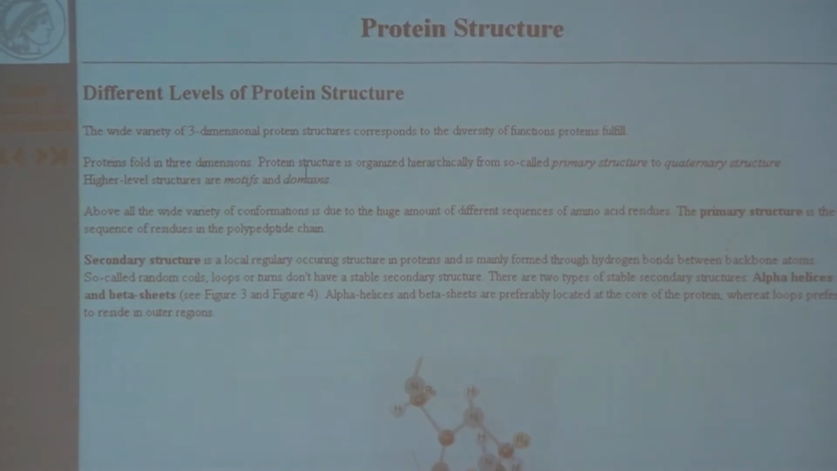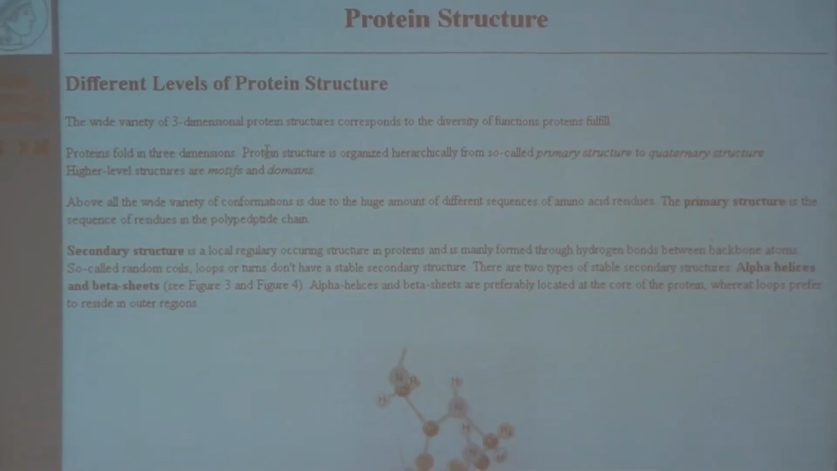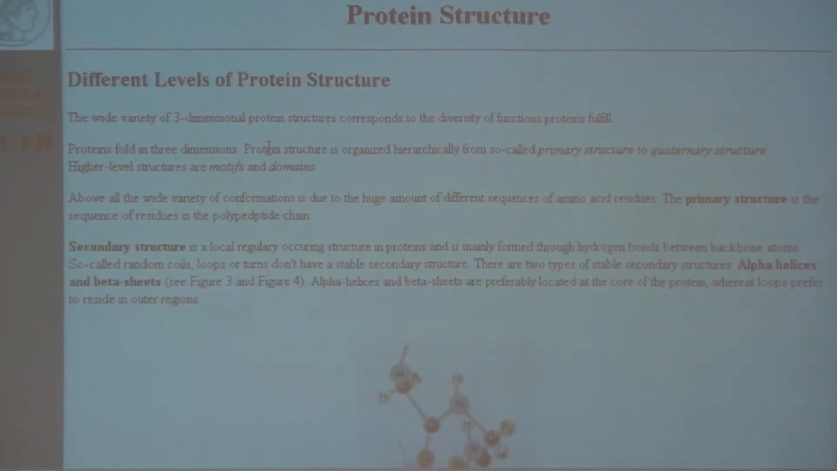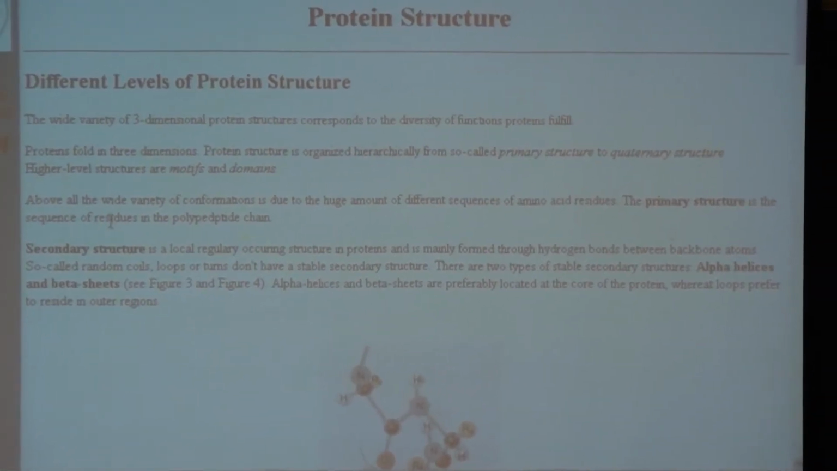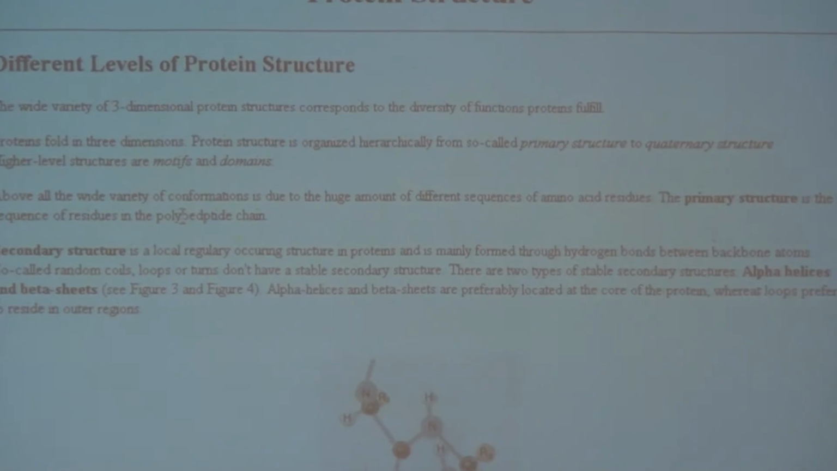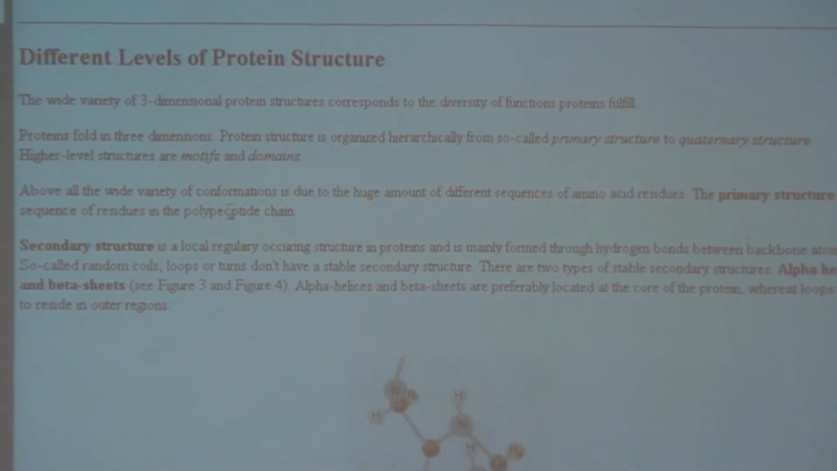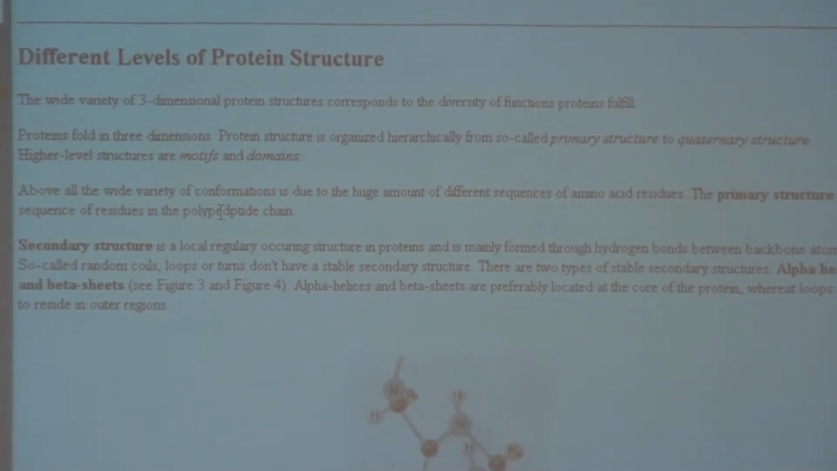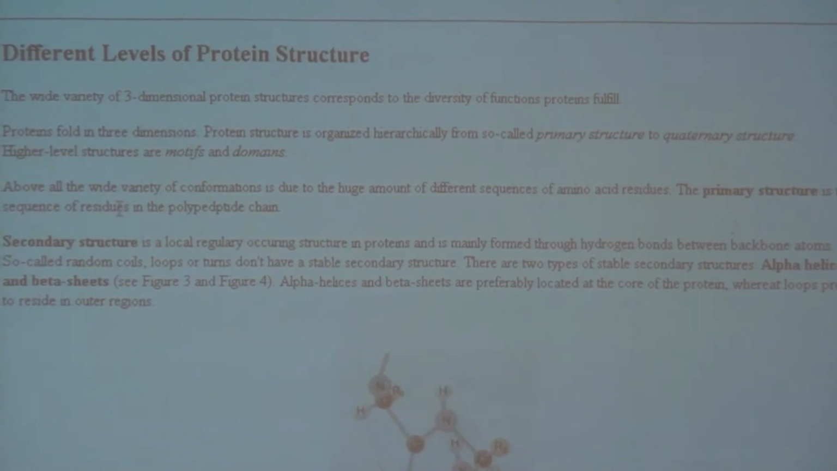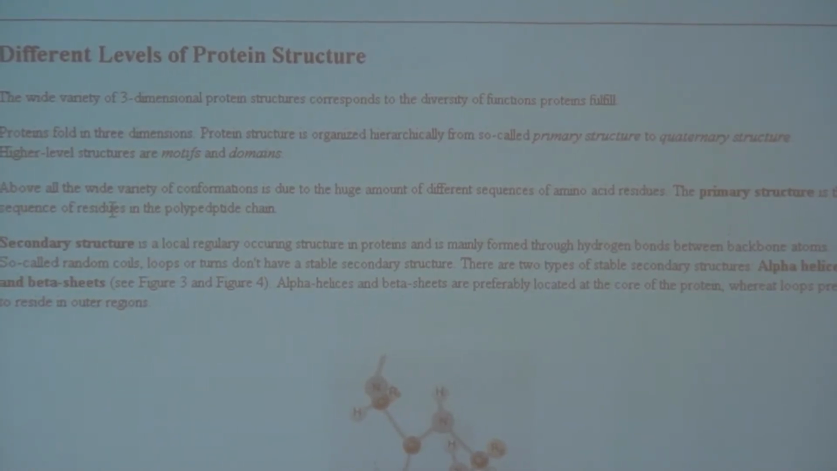Now, a protein is a polymer, and the monomeric unit of a protein is an amino acid. So actually, the residues are the amino acids. The primary structure is the sequence of amino acids in the polypeptide chain. Poly means many, and a peptide is a chain of amino acids. A polypeptide is another word for protein.